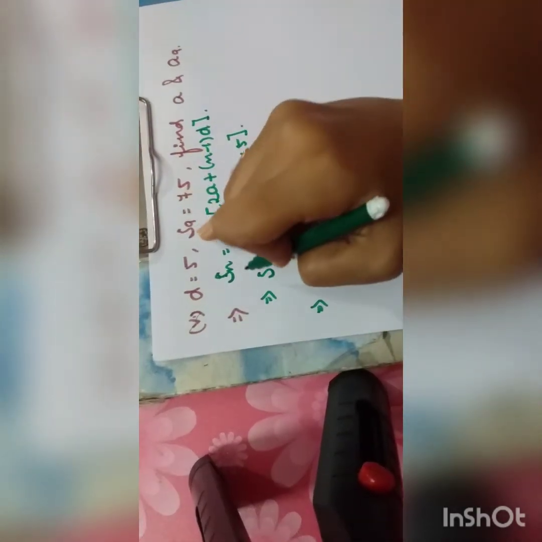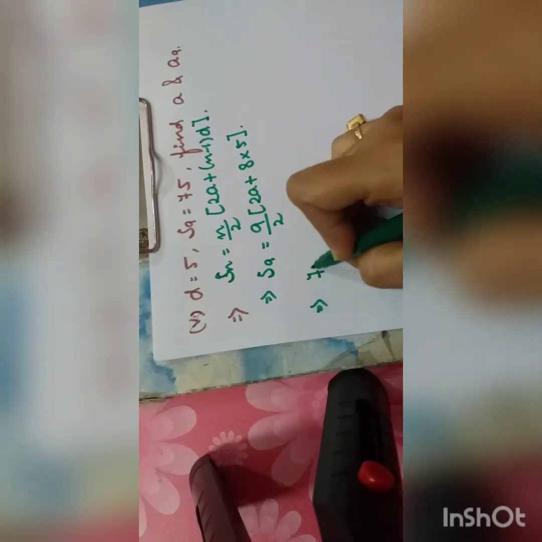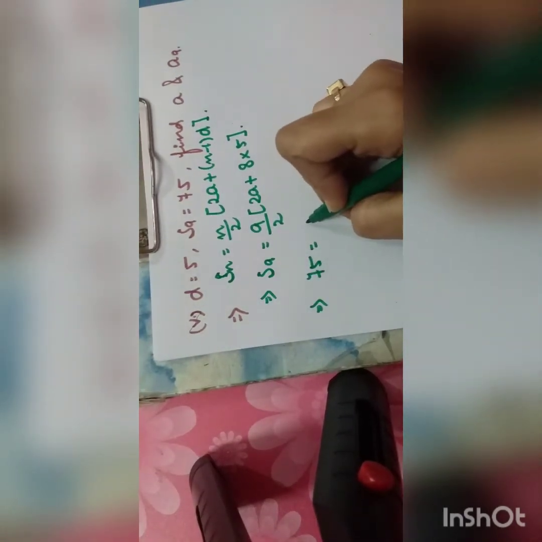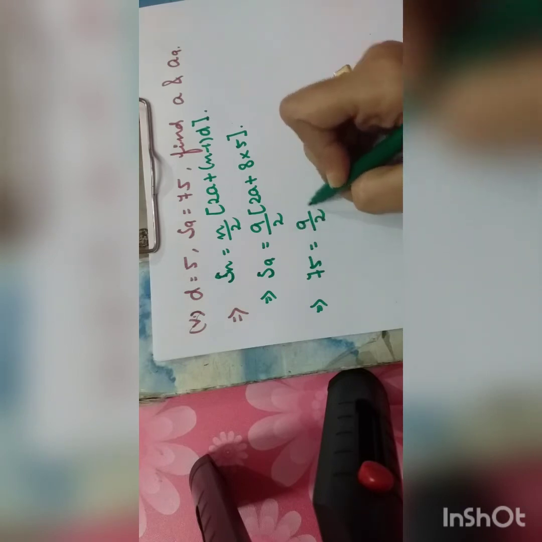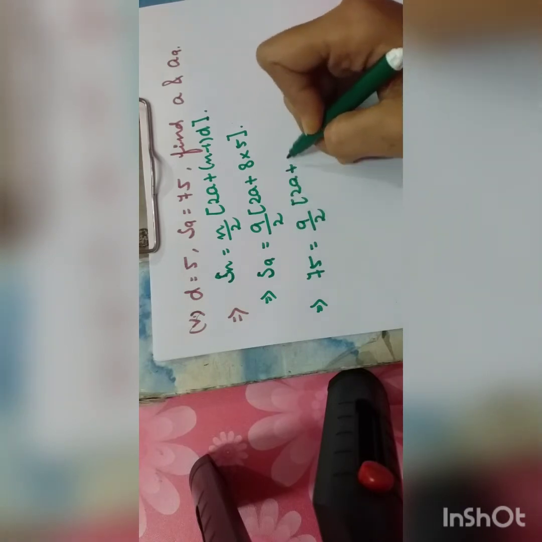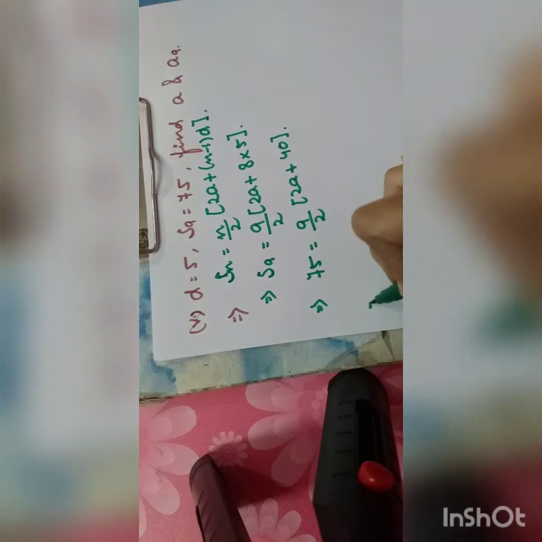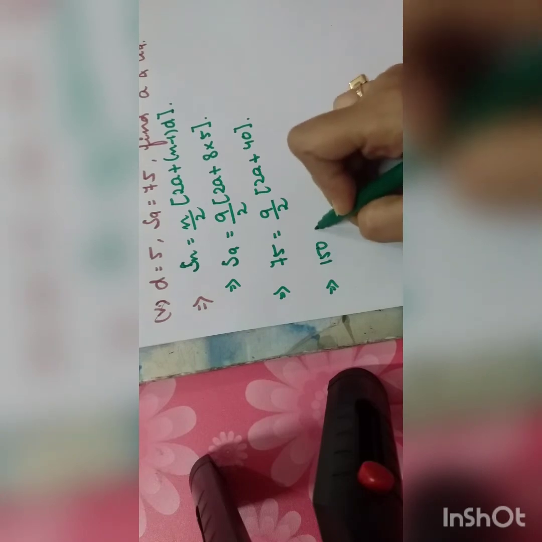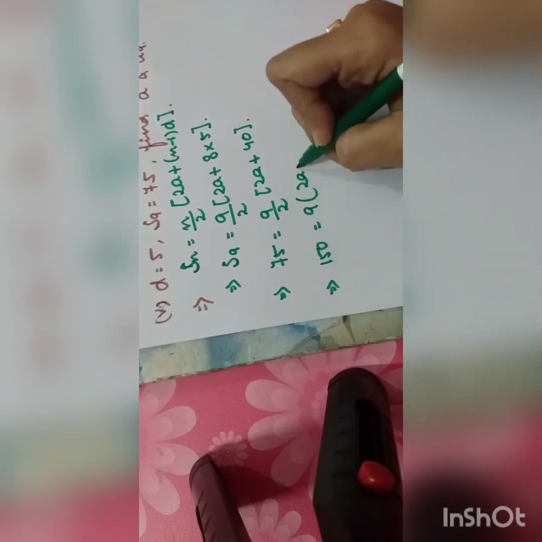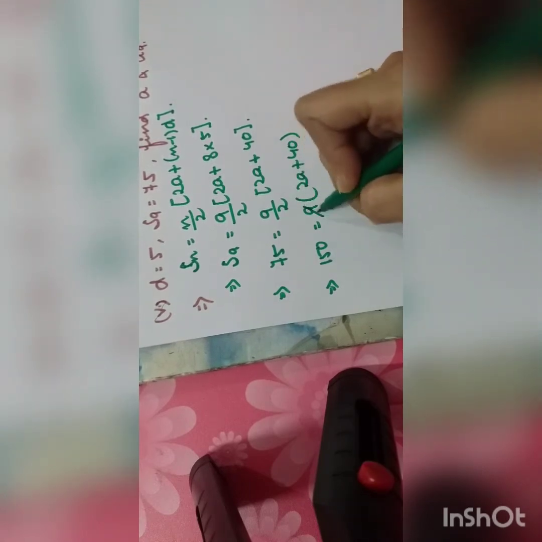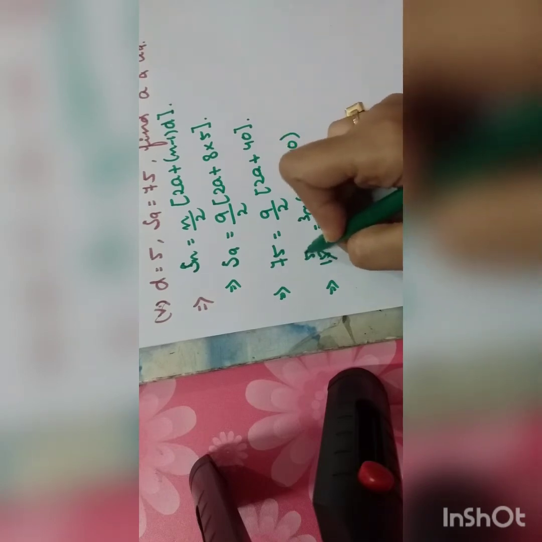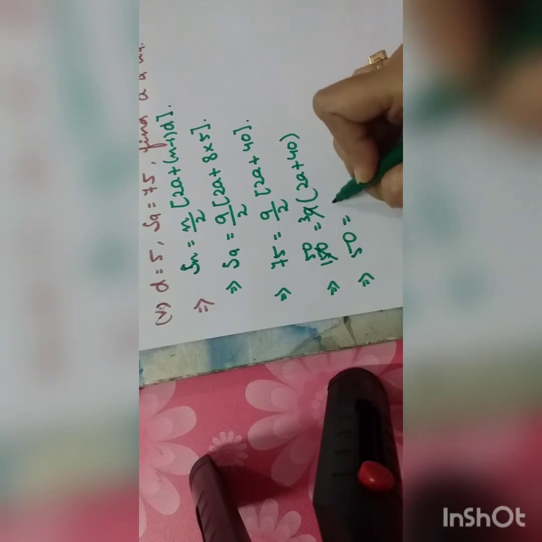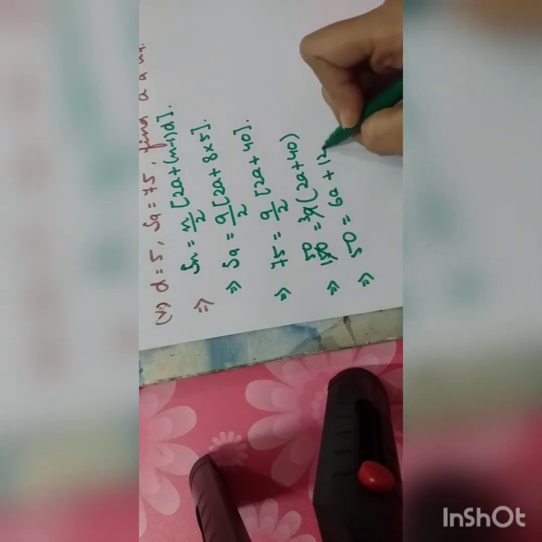Now S9 is given to me, that is 75. So I am putting the value of S9 as 75 here, equals 9 by 2 into 2A plus 8 into 5, which is 40. See this cross multiplication. So 75 into 2 will be 150 equals 9 into 2A plus 40. See this, 3 3s are 9, 3 5s are 15, 0. So here it will be 50 equals 3 2s are 6A plus 120.